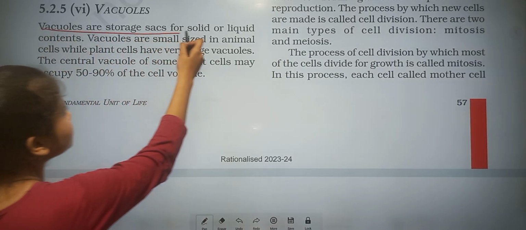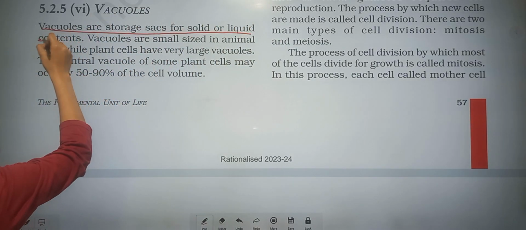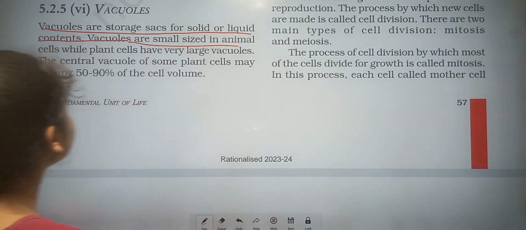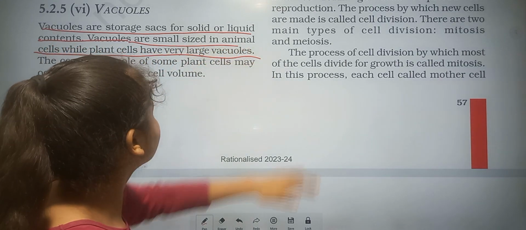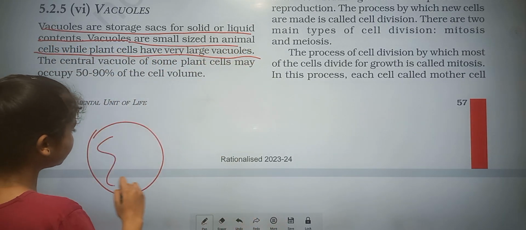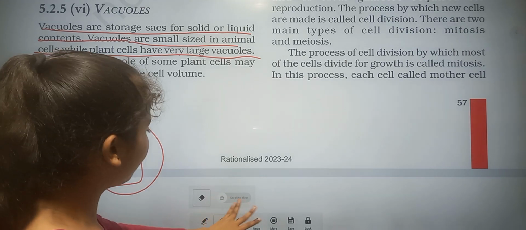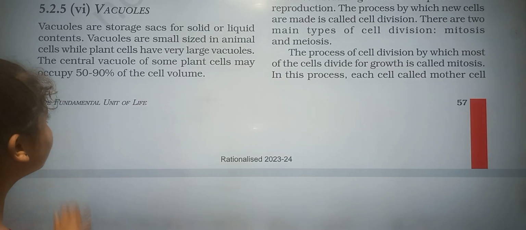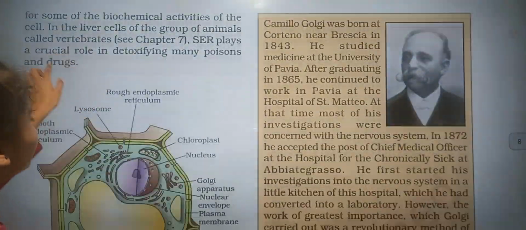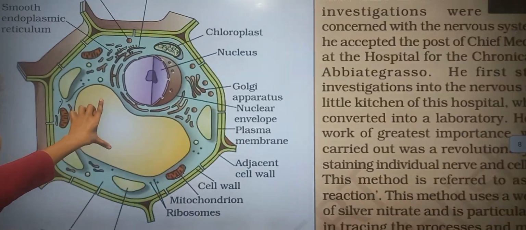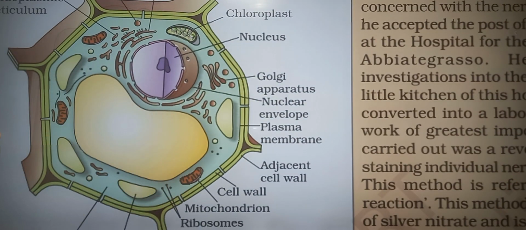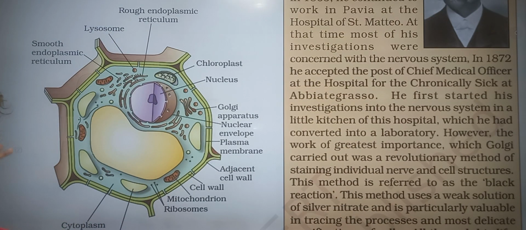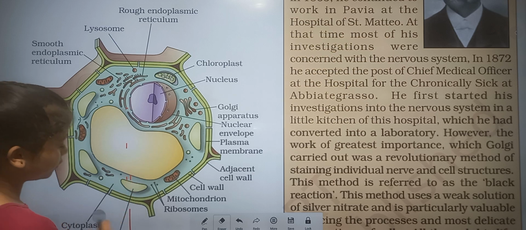Vacuoles are storage sacs for solid or liquid contents. Vacuoles are small in animal cells, while plant cells have a very large vacuole. In plant cells a large vacuole is present, but in animal cells there is not much use for a vacuole, which is why it is present in a small size. You can see here a very large vacuole. This one is called the vacuole.